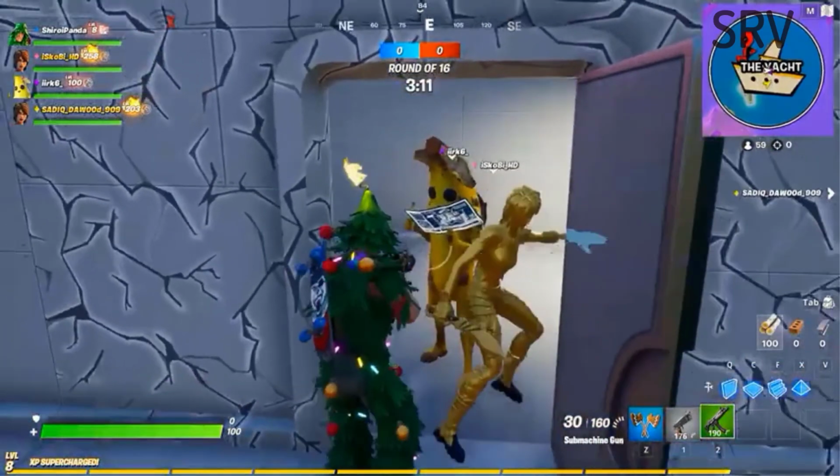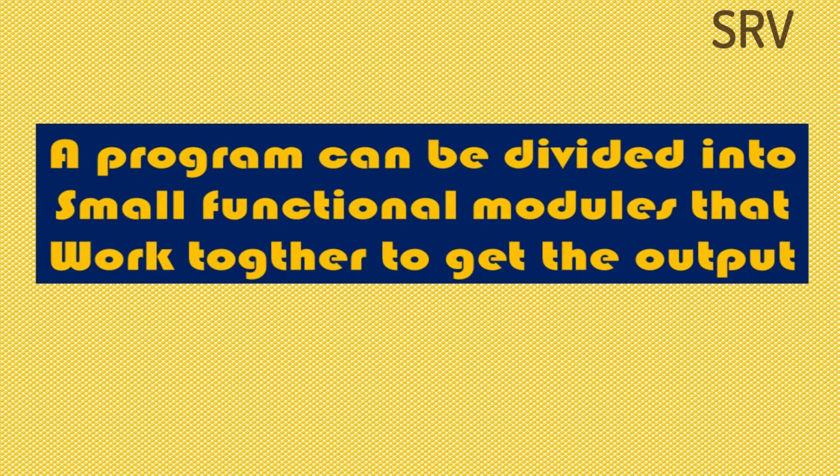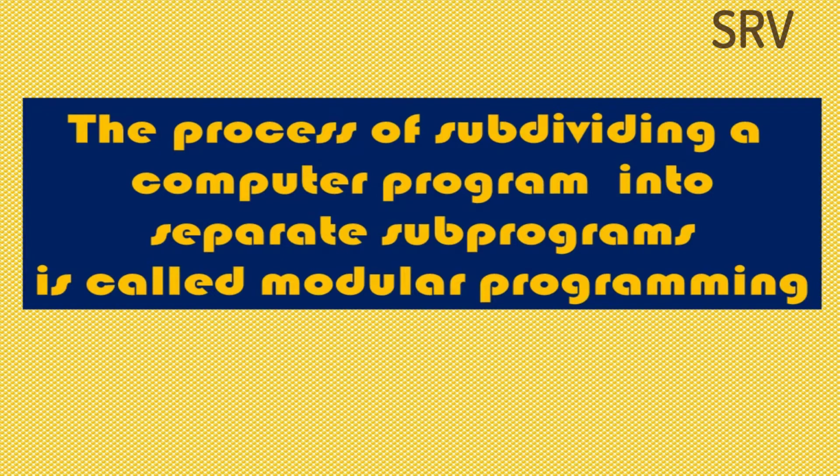This is what is given in the book as the definition for modular programming. A program can be divided into small functional modules that work together to get the output. They are created separately and combined to get us a complete software. The process of subdividing a computer program into separate subprograms is called modular programming. So in a program, it is divided into small modules, and each module is coded separately and debugged separately, and this concept is called modular programming.